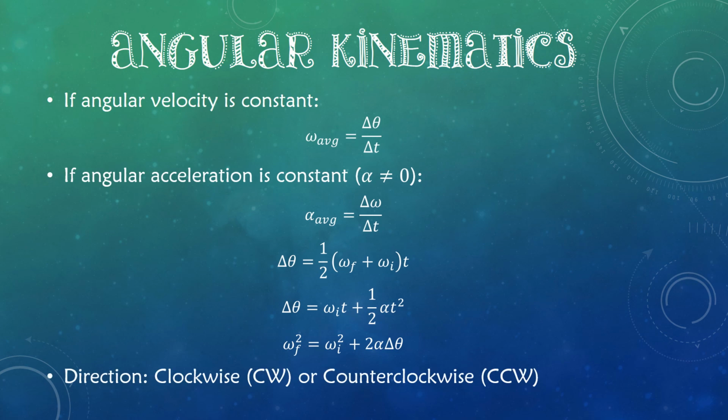One last important fact is that just like their linear counterparts, angular quantities have direction. For the sake of this course, we will use clockwise or counterclockwise as their direction. And just as in math class, when we think about the unit circle, counterclockwise is considered to be the positive direction, whereas clockwise is considered to be the negative direction.